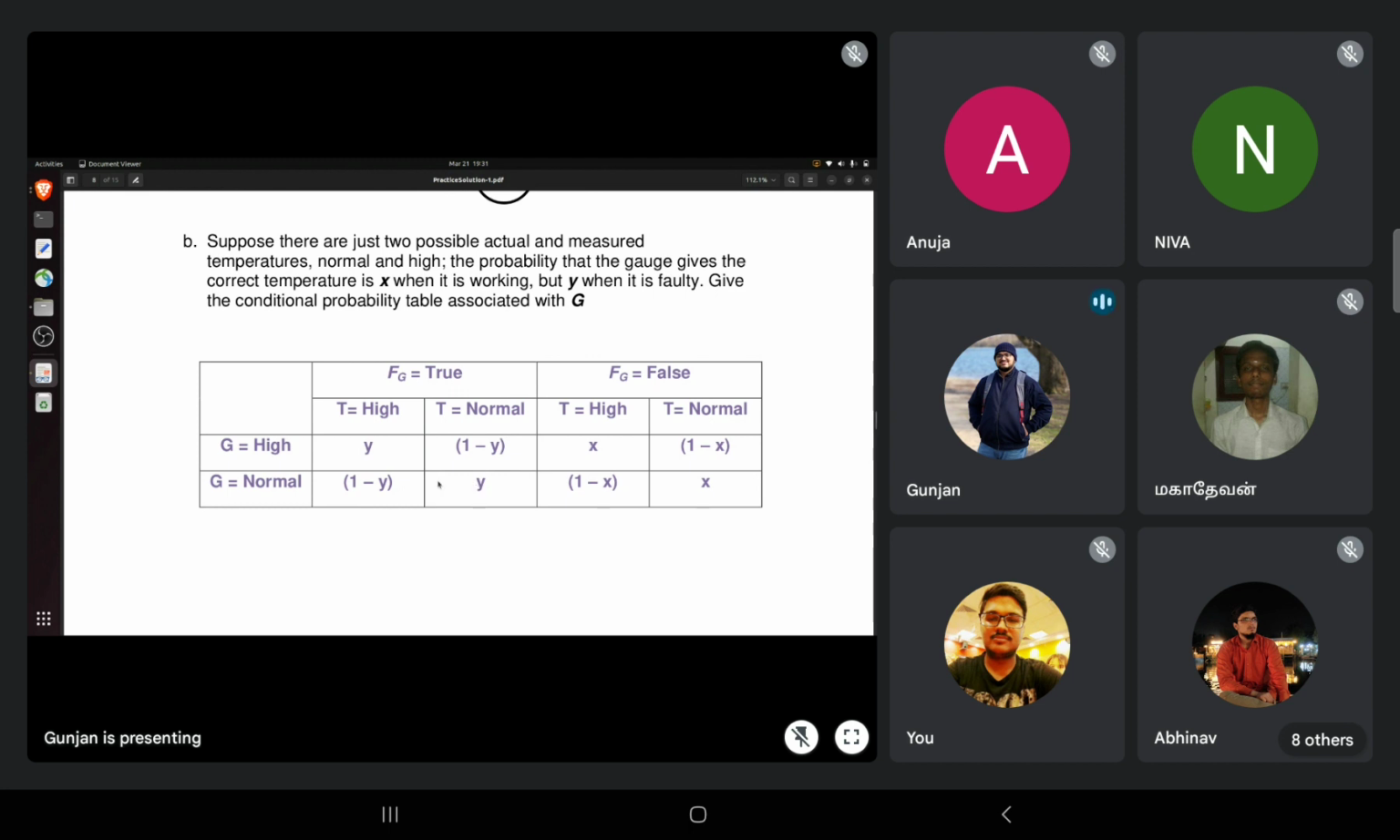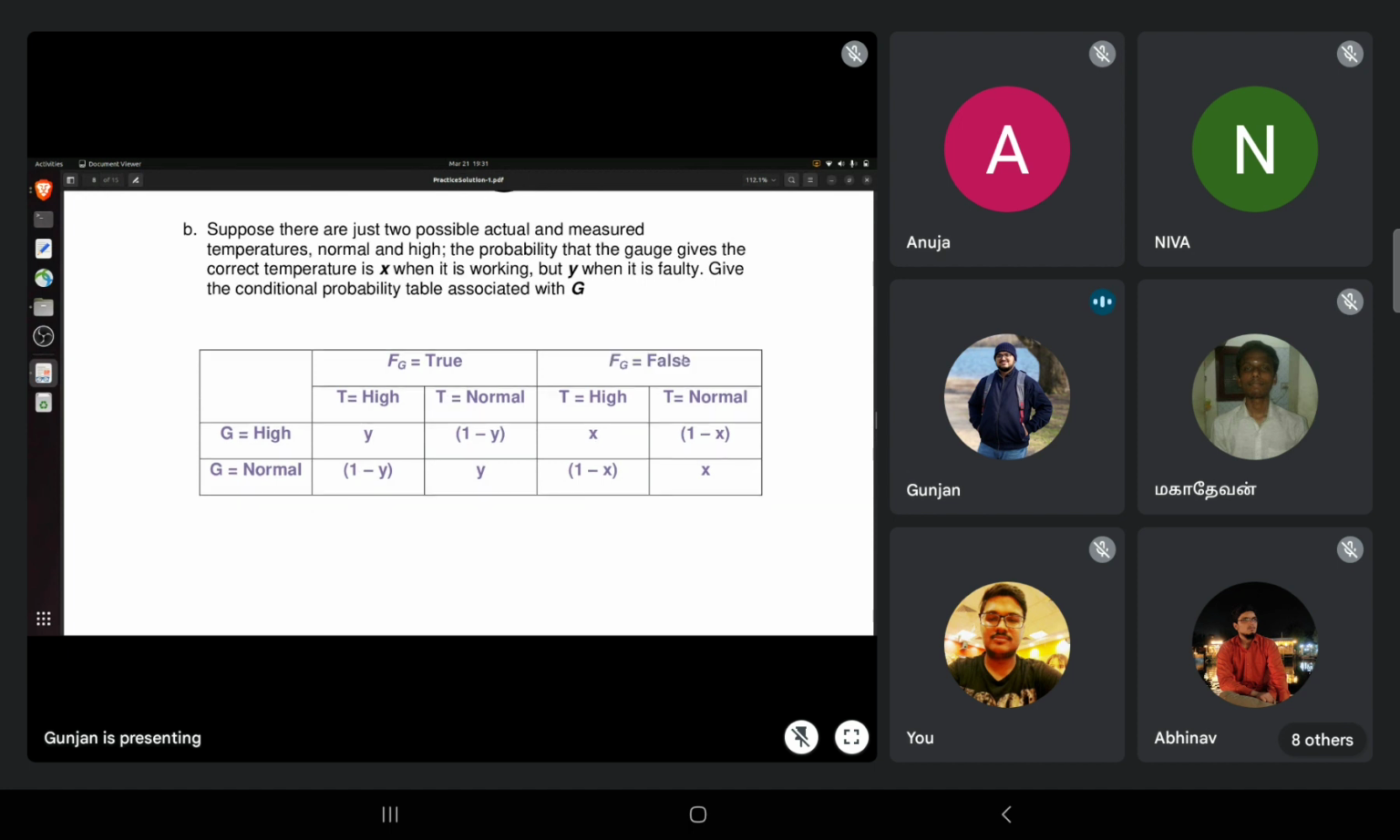So whenever it is reporting the same value, that when temperature is high, gauge is also high, given that the gauge is faulty, the reading is incorrect, and that is happening with probability y. So that's why these two values, T high G high and T normal G normal, are y, and T normal G high and T high G normal are 1 minus y.